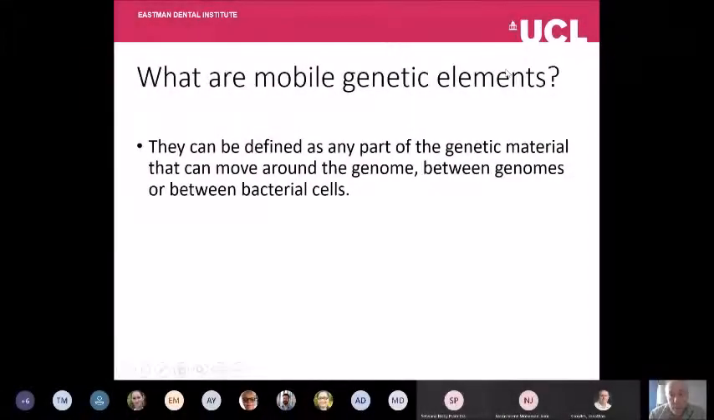I'll start by defining what mobile genetic elements are, and basically they can be defined as any part of the genetic material that can move around the genome or between genomes or between bacterial cells. So it's a rather loose definition, but there are a lot of very different types of mobile genetic elements, and I'd like to try and include them all in this definition so that we get an appreciation of what they are and the breadth and depth of things that they can do.